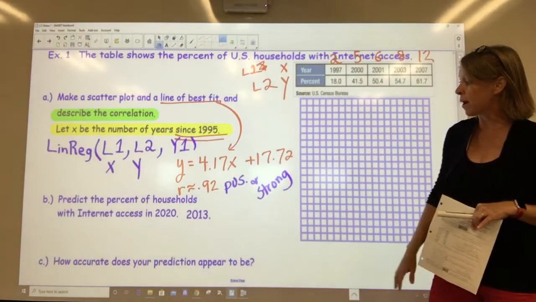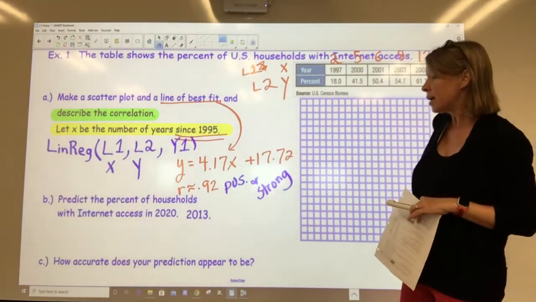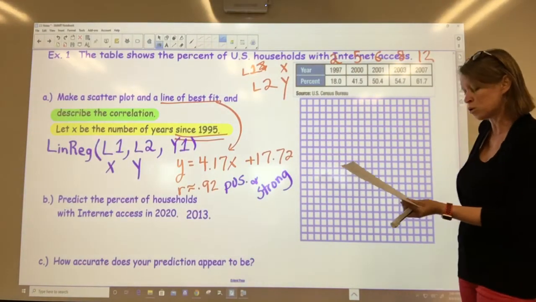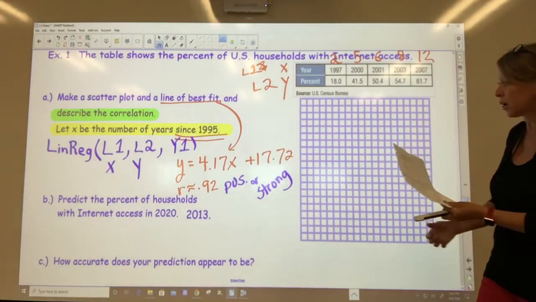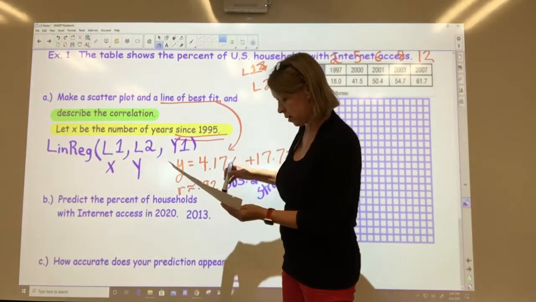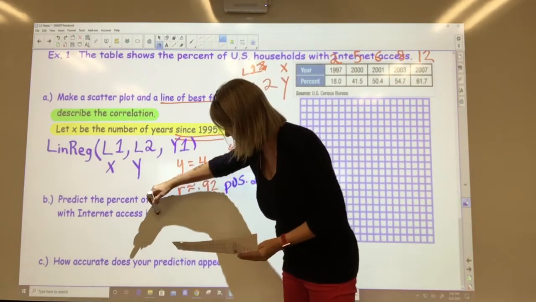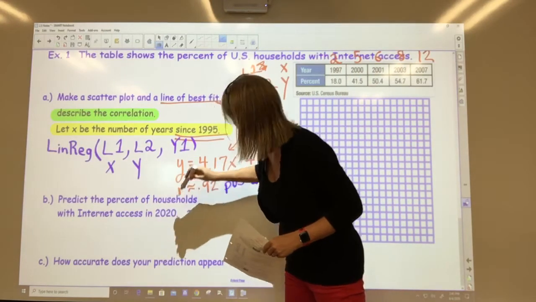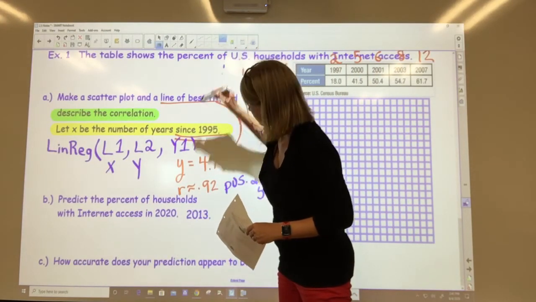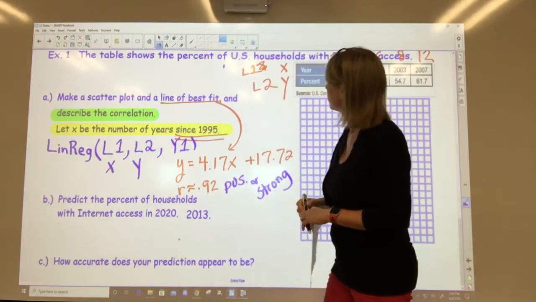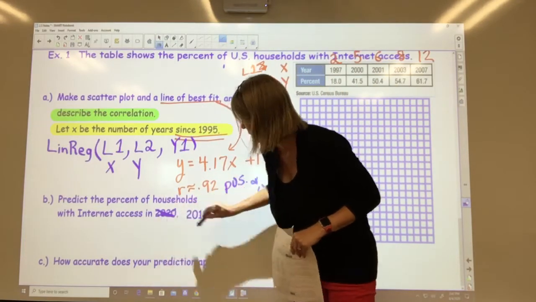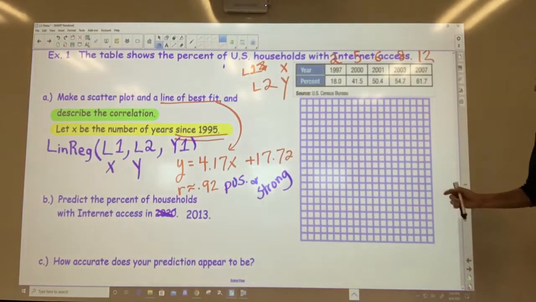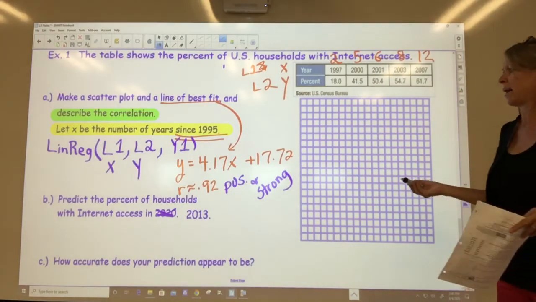Okay, and here's what I mean by that. If you look at part B here, it says predict the percent of households with internet in the year, let's do the year 2013. Okay, I don't know, this isn't responding. There we go, okay. So we'll predict for the year 2013, which was still in the past for us here.